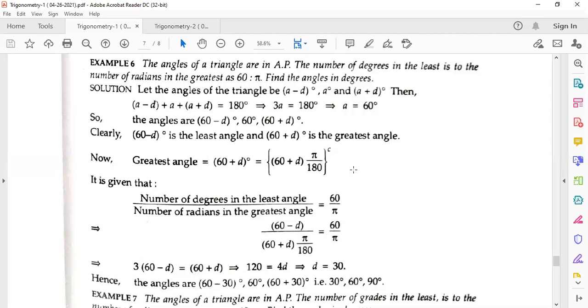Then after calculation we got the value of d equal to 30. What are given in our question, we have done this accordingly. Then we are putting it into the formula which they have given, then we forward it. Then we got d equal to 30 degree, then put the value of d here, then 60 minus 30 degree.